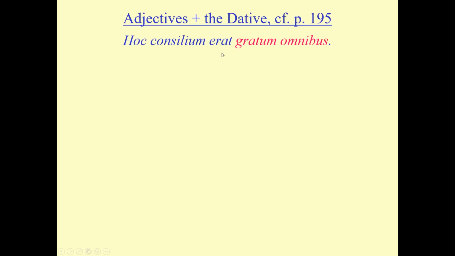Hoc concilium erat gratum omnibus. Gratum is from gratus, a word we learned previously, and gratus means pleasing or grateful, but pleasing is most common. So pleasing takes the dative. This plan was pleasing to all or to everyone, right? So the dative here completes the word gratus, pleasing to everyone. So that's where the dative comes in. It completes the meaning there.